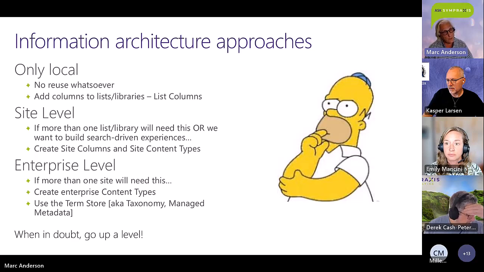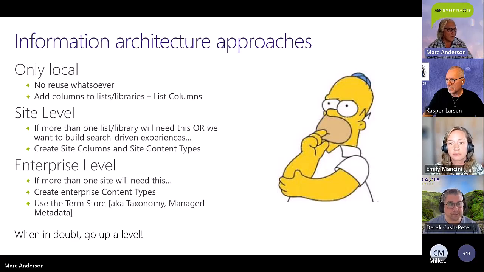If you do need some reuse for a column of information, you would use a site column, and then it's reusable. If more than one list or library is going to use it, that's the reason to build a site column. There's not really any penalty for using a site column over a list column, and it saves you a lot of rework later if you realize you need some reuse instead.